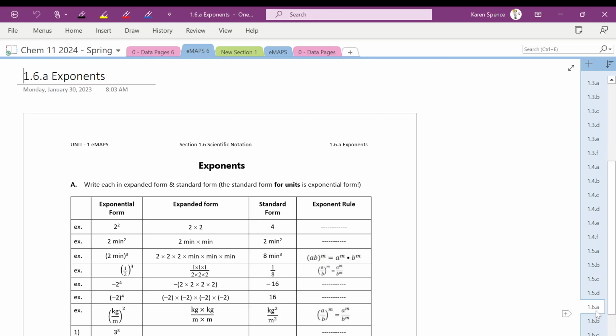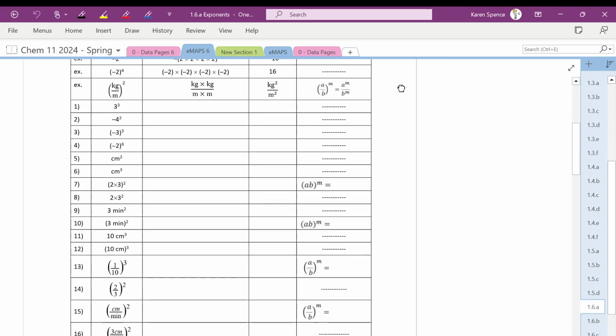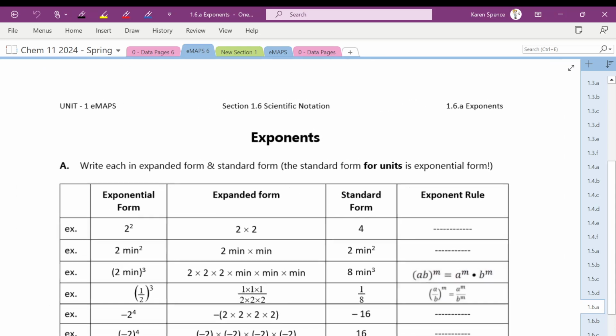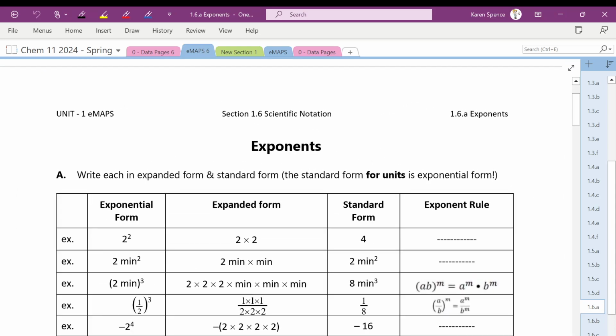1.6a. We're going to be looking at exponents today. So this is page 105. And if you think, wow, this lady is crazy, she just jumps all over the book, there is method behind my madness. One of the study techniques that works really well is called spaced repetition.